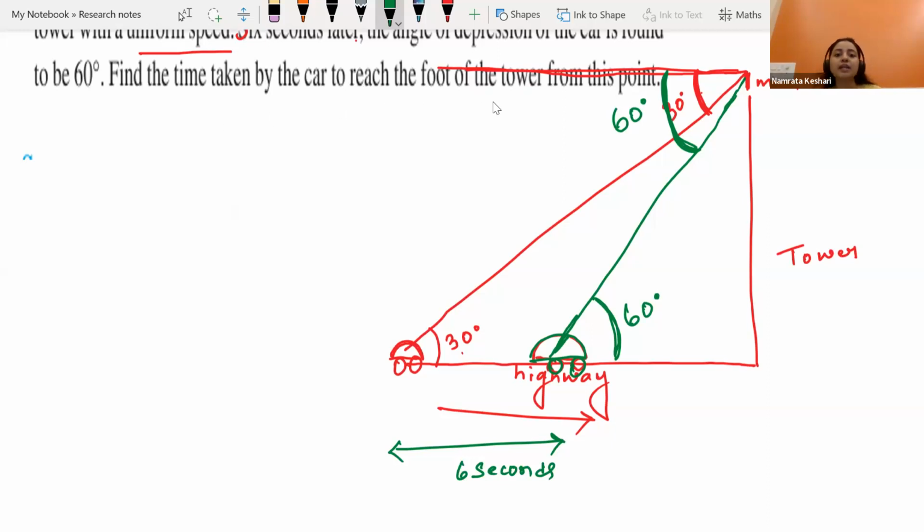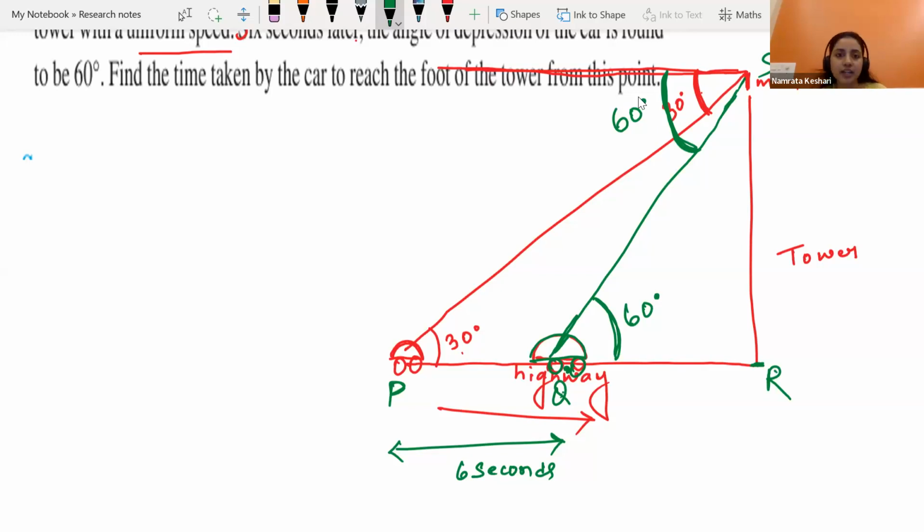Find the time taken by the car to reach the foot of the tower from this point. Suppose previously it was point P, now it is point Q. From point Q, what will be the time the car will take to reach the foot of the tower? So let's name it R. So QR, from Q to R, what will be the time taken by the car?